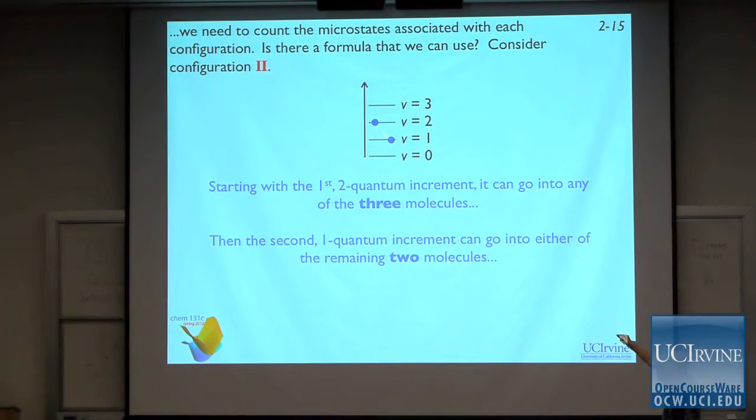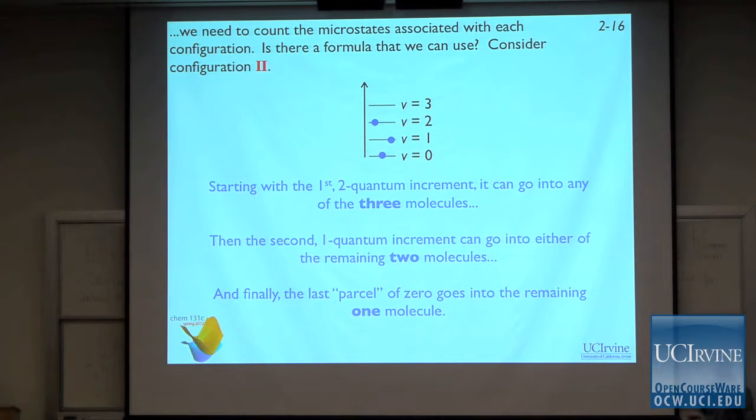In terms of where I put the second one, once I put that one there, I've got two possibilities of where I can put the second one. And the third one, once I put that into A and that one into C, can only go into B. The last parcel of 0 goes to the remaining one molecule.